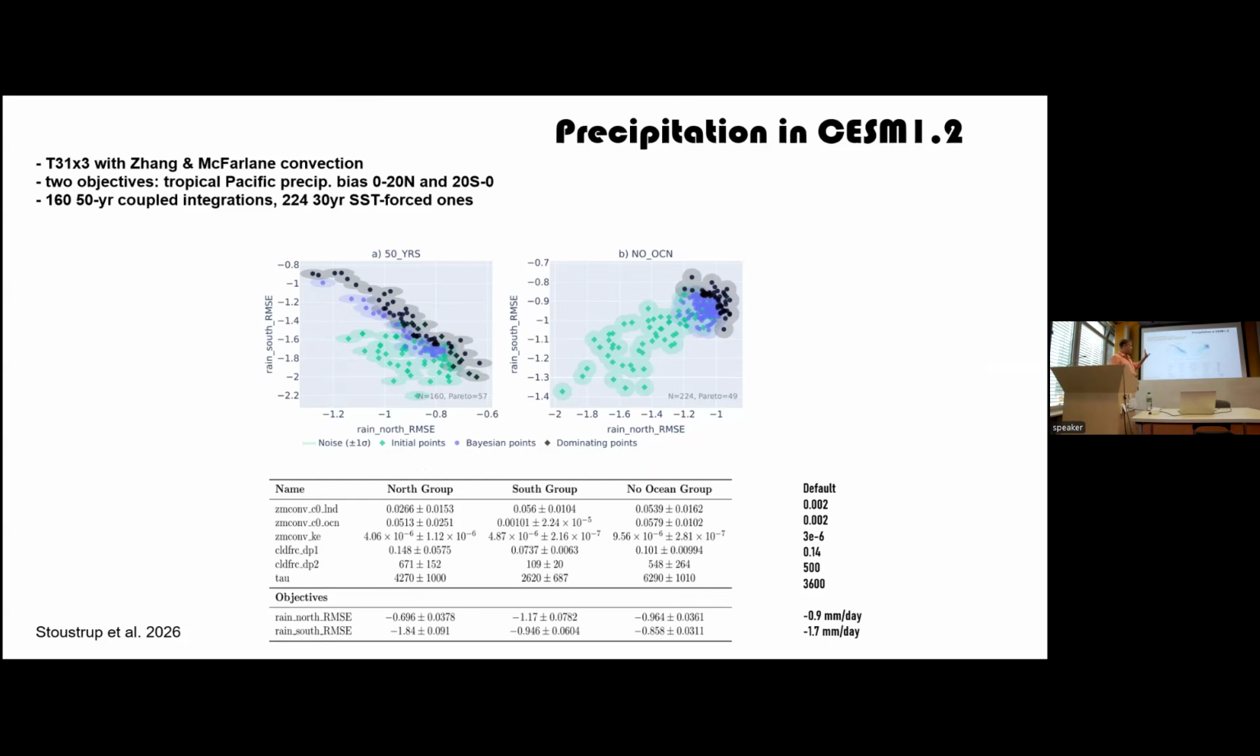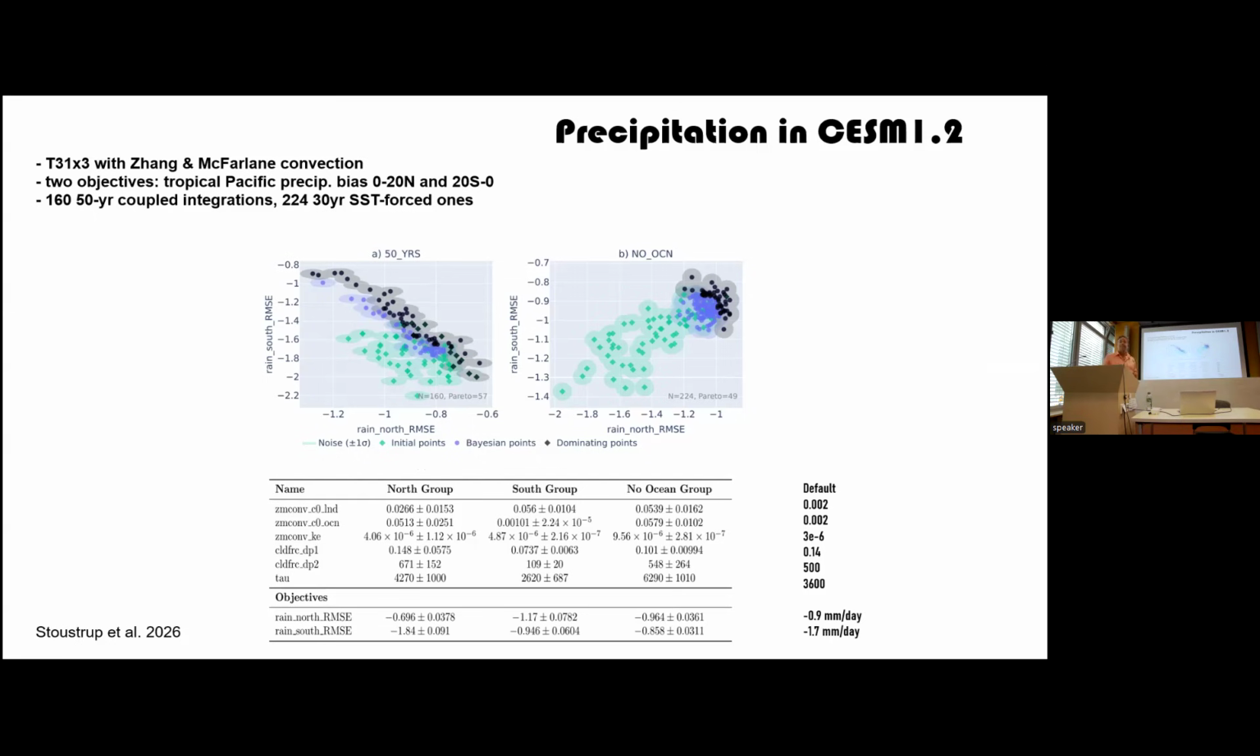Yeah, so I think maybe it's an obvious point. You will not get a perfect rainfall distribution just by tuning the parameters. There are some structural problems as well. What are the problems? I'm not a meteorologist. I mean, this is an old problem. Why is the rainfall so bad in the tropics?